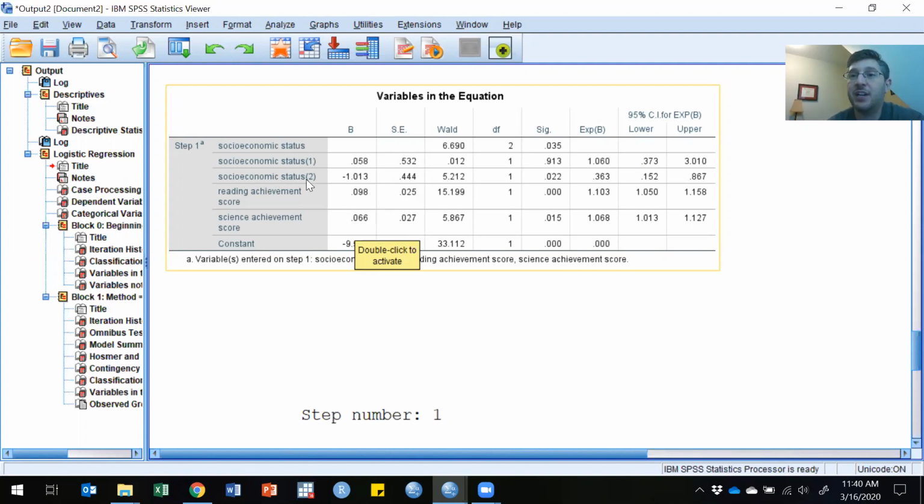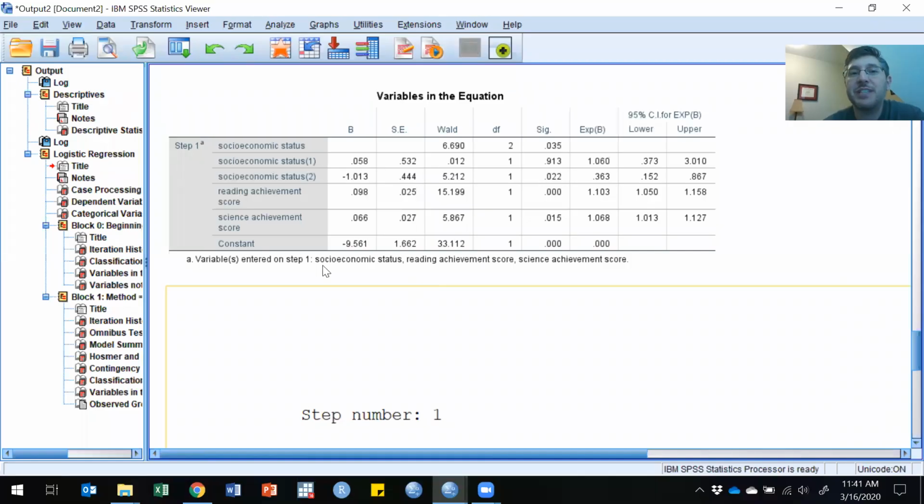We can also see that socioeconomic status 2 here, so this was whether you're in the medium SES group compared to the high SES group, is negatively related with whether you're in the honors composition group. Since it's negative, it's pointing towards the high SES group, saying they are more likely to be in honors composition than someone in the medium SES group.